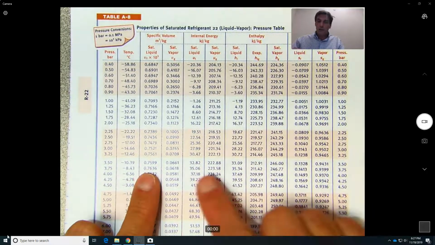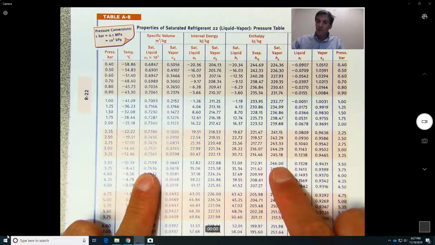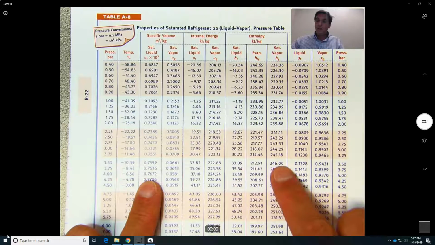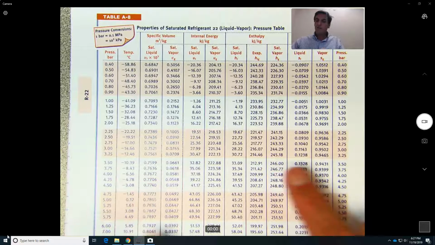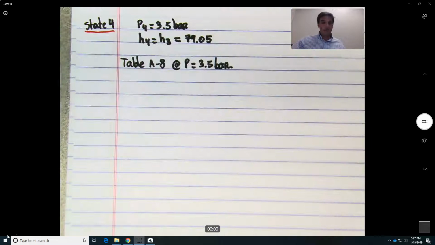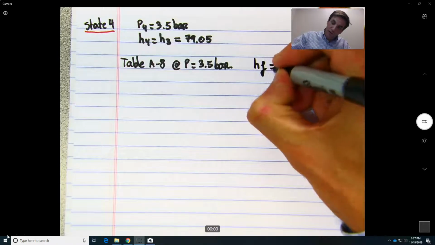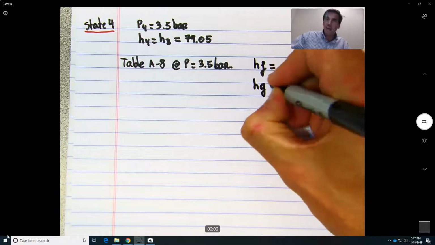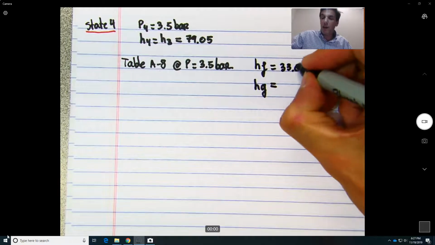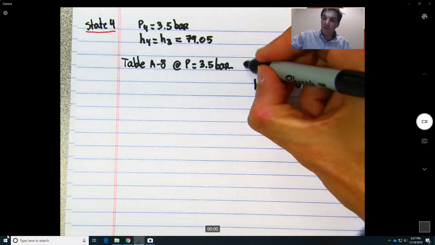That means we are right here. This is H fluid, this is H gas. So H fluid is 33.09 and H gas is 246.00. So H fluid is 33.09 and H gas is 246.